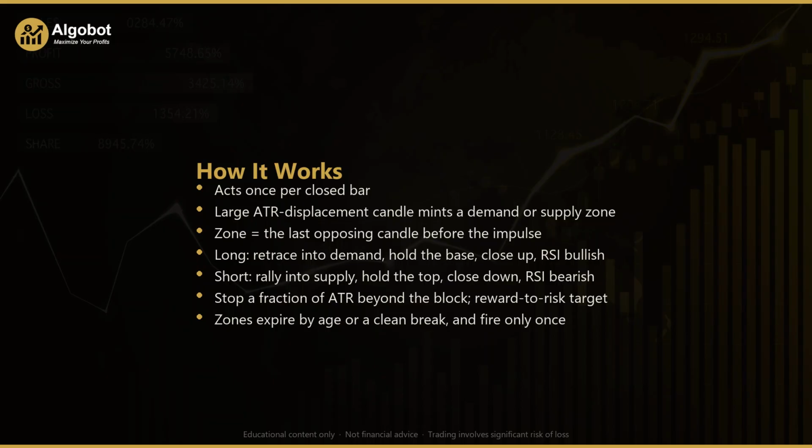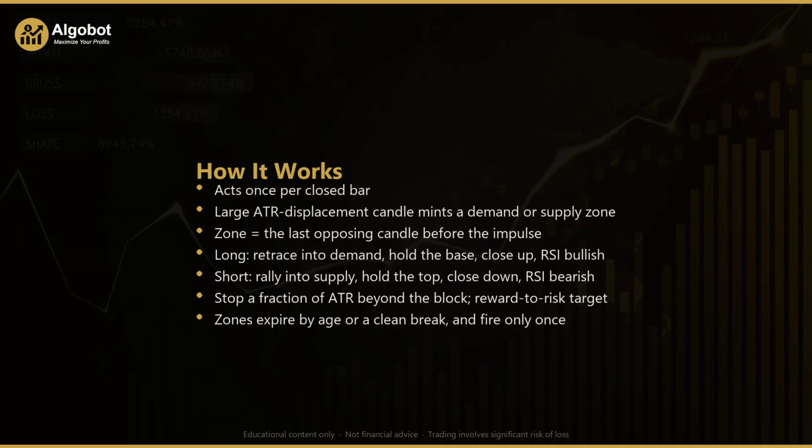Now the entries. For a long, the strategy detects an active demand zone and waits for a candle that dips down into the zone but holds its base, meaning the low reaches the zone while the close stays at or above the zone's floor. That candle must close higher than it opened, and RSI must read at or above the RsiTrigger level. When all of that lines up, the EA signals a buy. A short is the exact mirror. The strategy detects an active supply zone, waits for a candle that rallies up into the zone but holds below its top, closes lower than it opened, and shows RSI at or below 100 minus the trigger. Then the EA signals a sell.